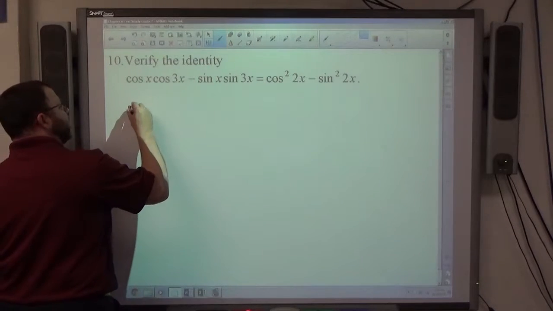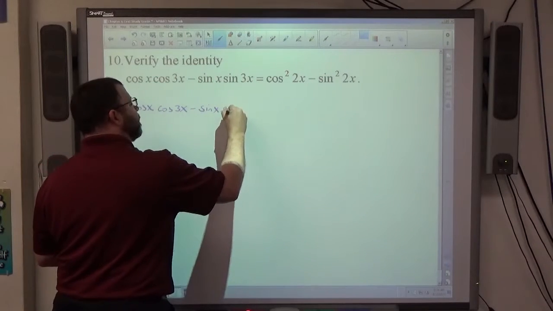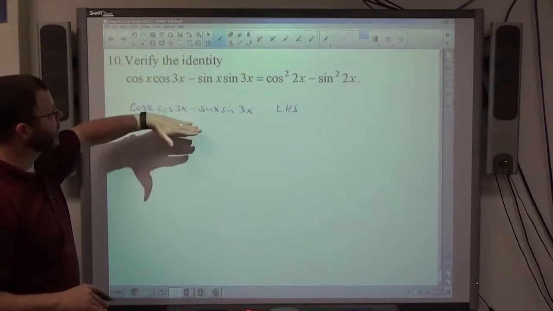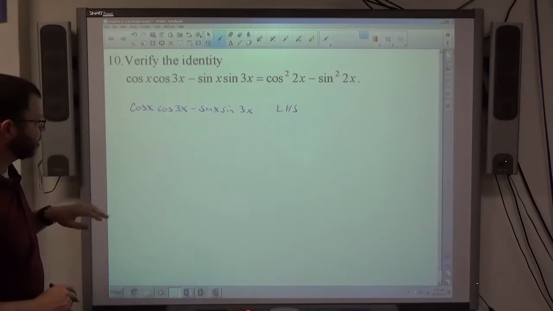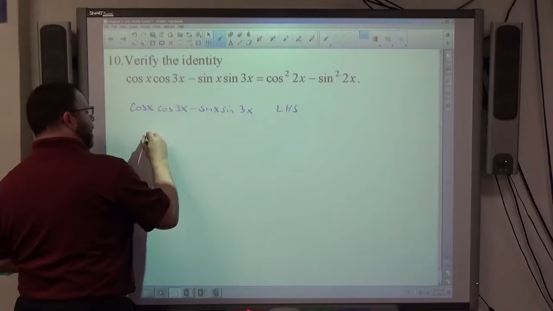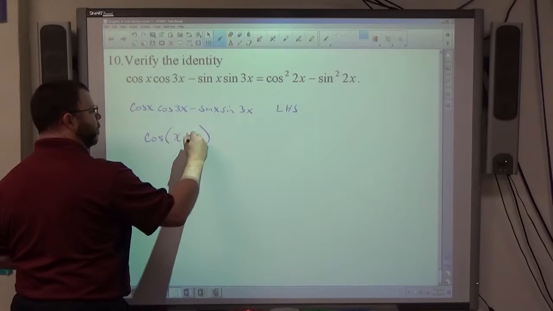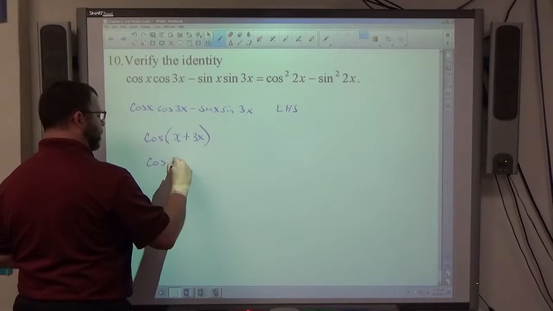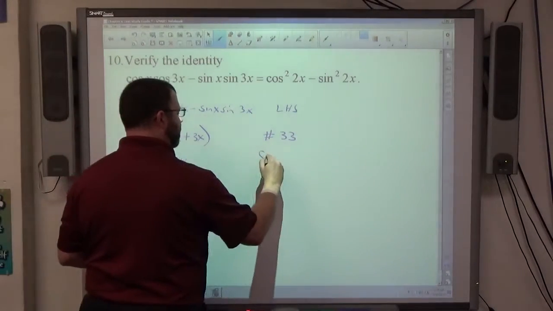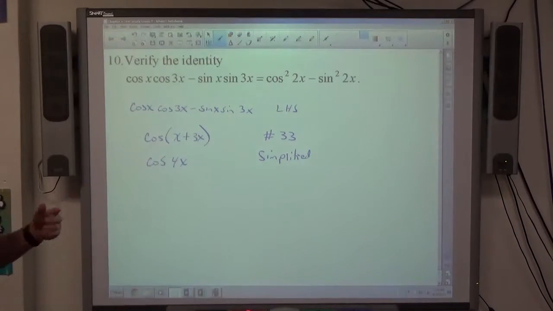So if I start there, cosine of x, cosine of 3x, minus sine of x, sine of 3x. The first step in these identities, always write down the side you're going to work with. Don't just start writing underneath there. Actually write the side you're going to work with and identify it, left-hand or right-hand side. Cosine, cosine, sine, that's cosine of a sum or difference. I changed the sign, so plus. x and 3x are the numbers, which just gets me cosine of 4x. Again, that's number 33, and this is just simplification. You can write x plus 3x equals 4x if you want to.